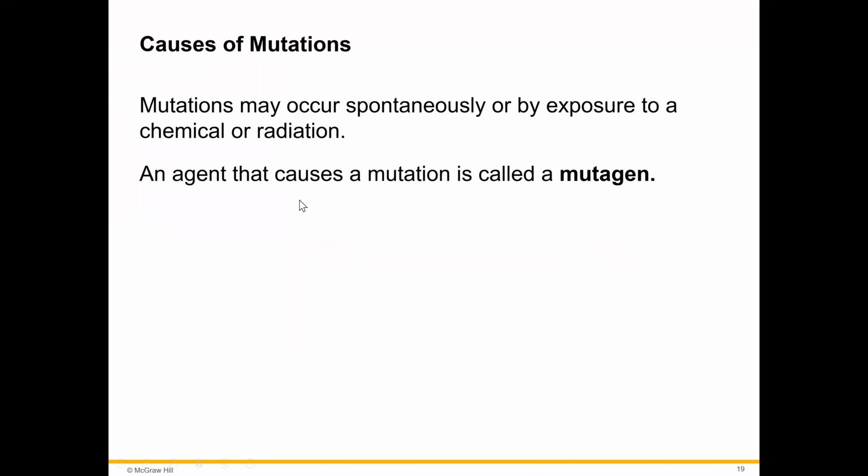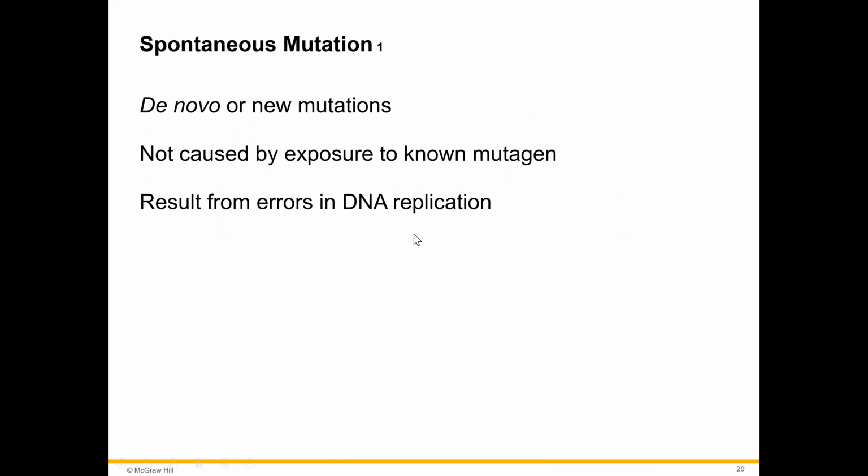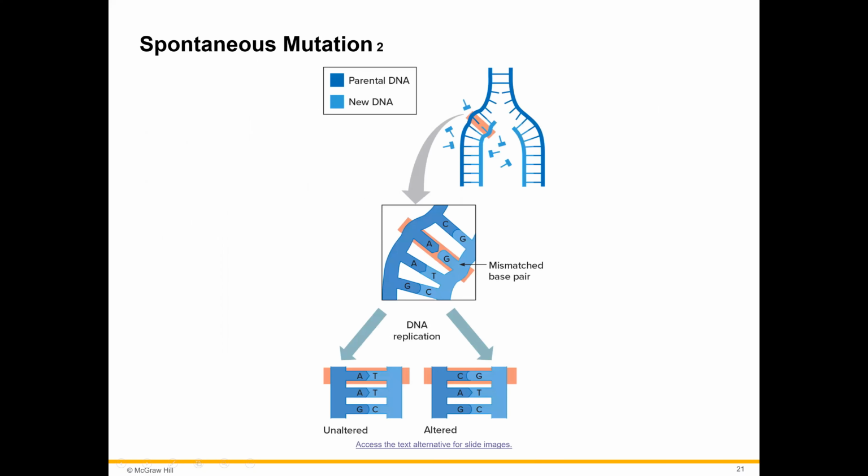So mutation can occur spontaneously or by exposure to a chemical or radiation. An agent that causes mutation is called mutagen. So we can have spontaneous mutations, de novo or new mutations that are not caused by exposure to known mutagen, and result from errors in DNA replication. So spontaneous mutation mechanism are shown here in this diagram.